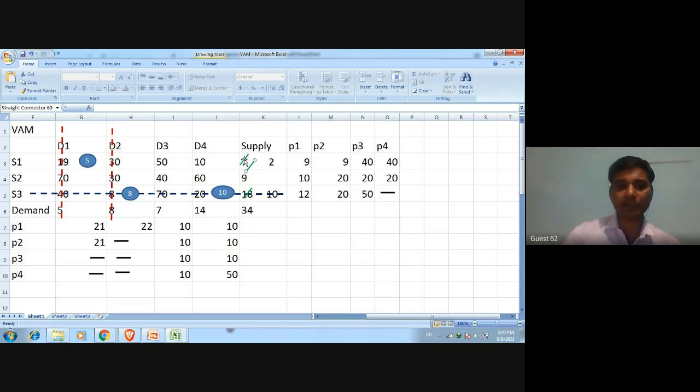How many units are left with D4? That is 4, because the 10 units he has got from the plant S3. So the requirement of this is now 4. Okay.